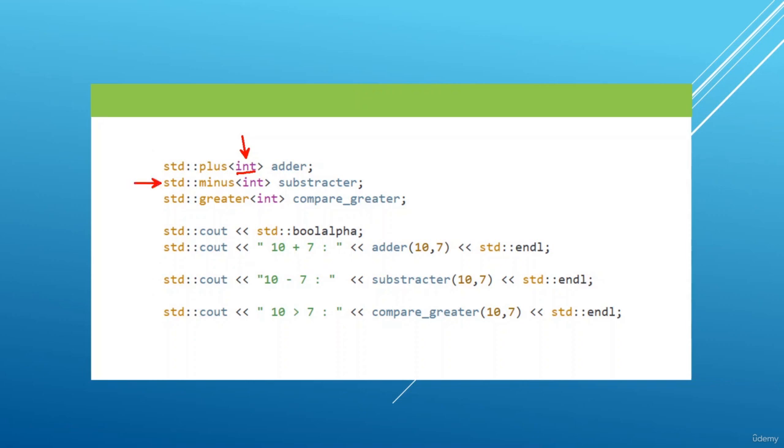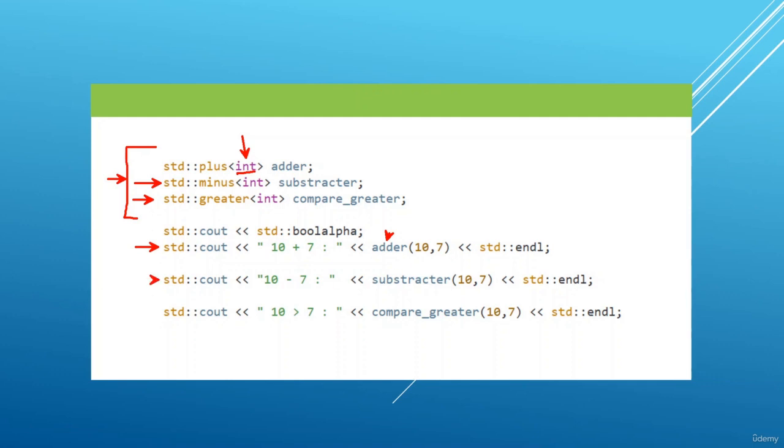We have another functor, for example, to subtract things. We have another functor to compare stuff, and all of these are built into the C++ standard library. You don't have to go through the trouble to set them up yourself. Down here, you see that we are using our adder functor to add 10 and 7. And if we try to print this out, we will get a 17 printed out.